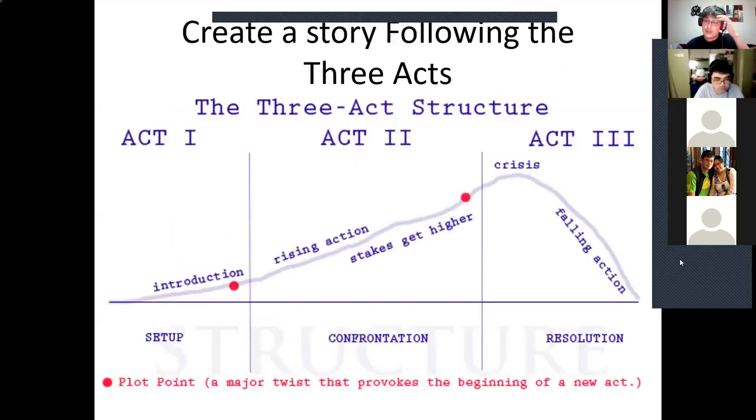So, if you're going to create a story following this structure, I think you now have an idea of the key steps and key points along the way. Introduction, setup, creating the world, setting the scene, as it were. Then you have escalation between the protagonist and the antagonist as they confront each other. The stakes get higher.